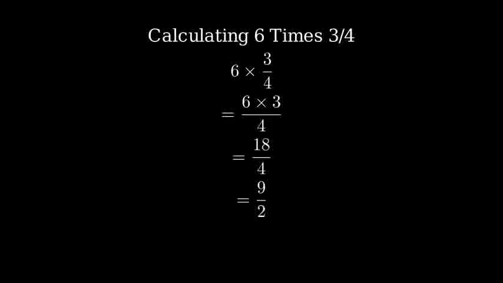The fraction 18/4 can be simplified by dividing both the numerator and denominator by their greatest common factor, which is 2. That gives us the simplified fraction 9/2.